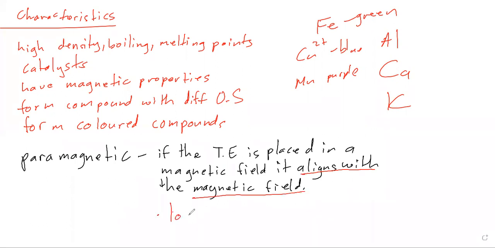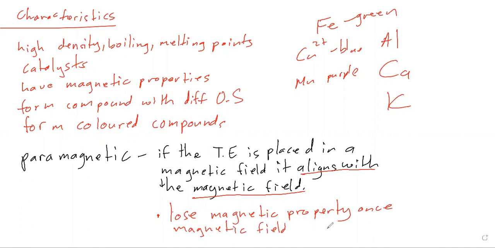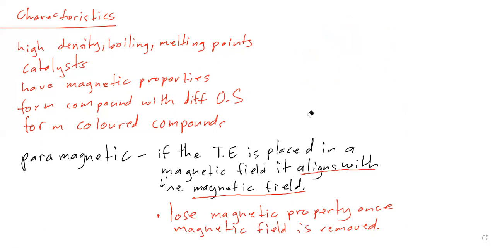However, it loses its magnetic property afterwards. You put it in the field, it will align itself, but once you move it, it loses its property, so it no longer has any paramagnetic properties. If it retains the magnetic property, it's ferromagnetic. The same thing applies, but in this one, it will retain its magnetic property.